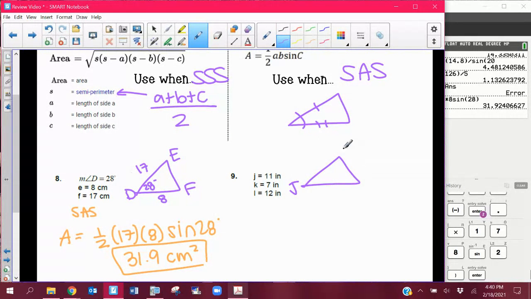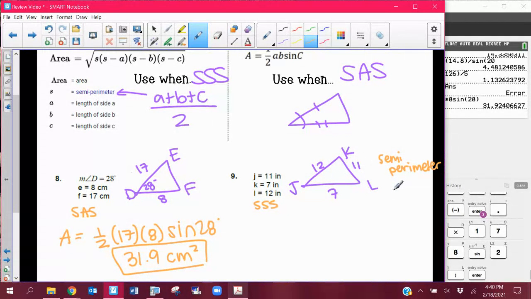This looks like JKL. So I have this side, and this side. So this is going to require me to use the more complicated formula, even though it's not awful. So the first thing that you're going to need to do is be able to find that semi-perimeter. We need to find the semi-perimeter, otherwise there's no way for me to use this formula. That S that's in there is going to cause some problems.